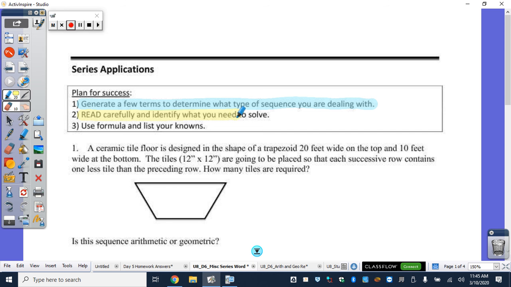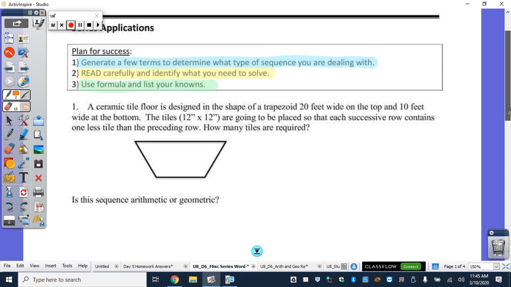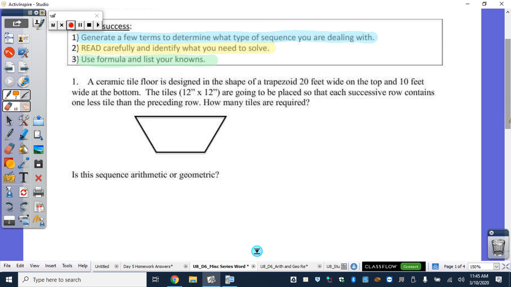Up top here, I kind of gave you some things to look for to help you be successful when you're doing your word problems. You want to generate a few terms, try to figure out what kind of a sequence you're dealing with if you can't easily figure it out from the words. Read carefully and identify what it is you actually need to solve for, and also list out what it is that you know, and then use your formulas and your list of your knowns to solve the actual problem.